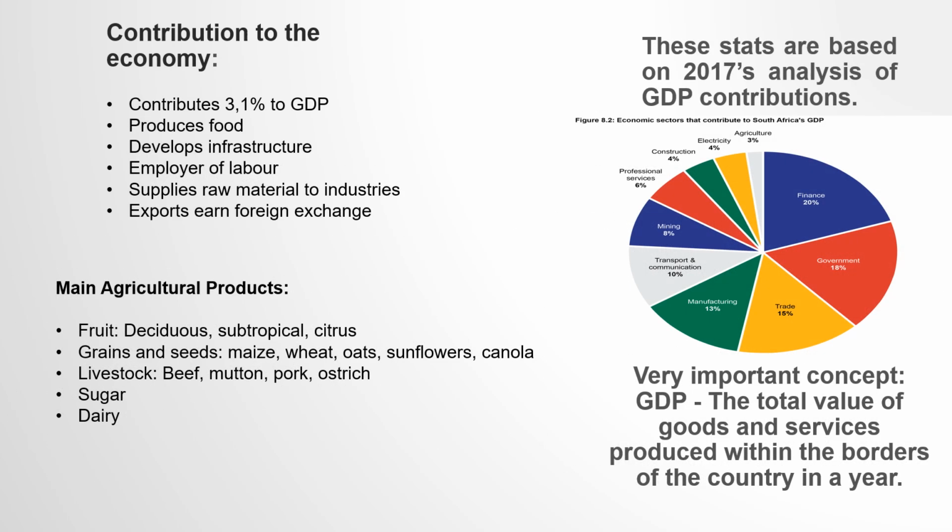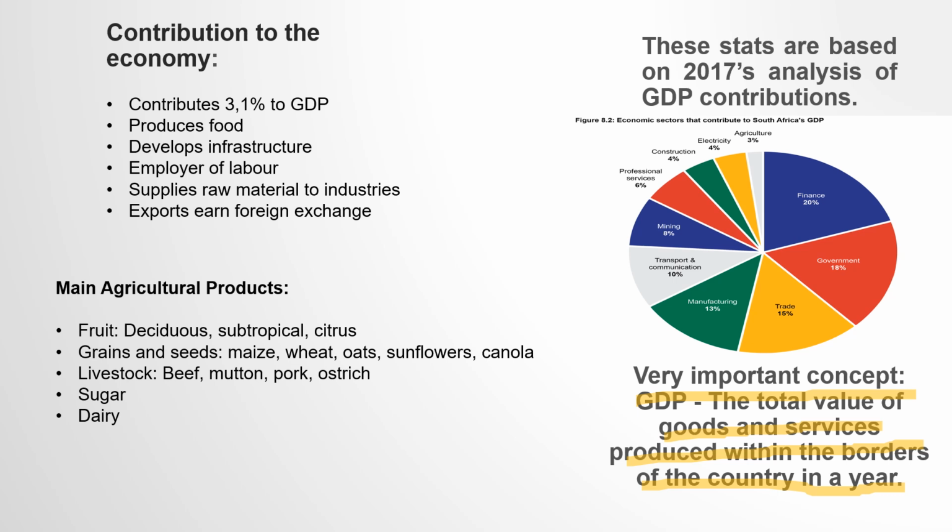You will see there's a graph there on the right hand side. This graph indicates the contribution of the different sectors and their activities to the country's economy. Now, do bear in mind this graph, you'll see in many papers and past papers as well, is taken from the 2017 analysis of the GDP contributions. But now also, it is very important for you to know that definition. GDP is the total value of goods and services produced within the borders of the country in a year.